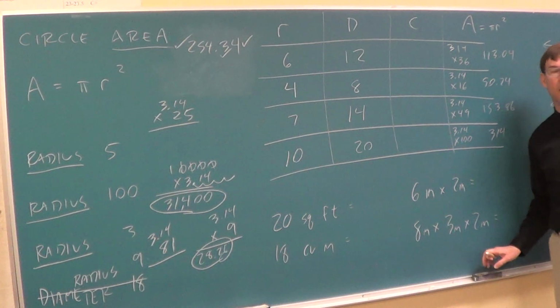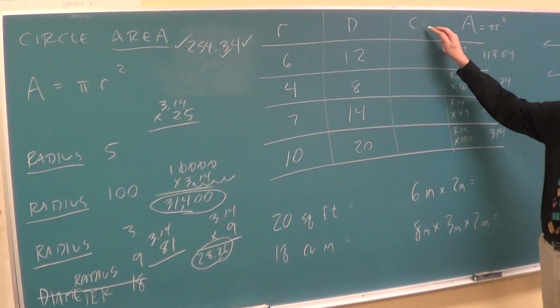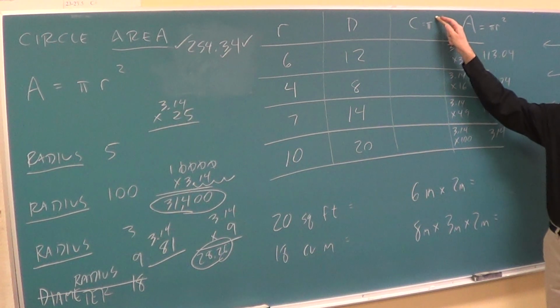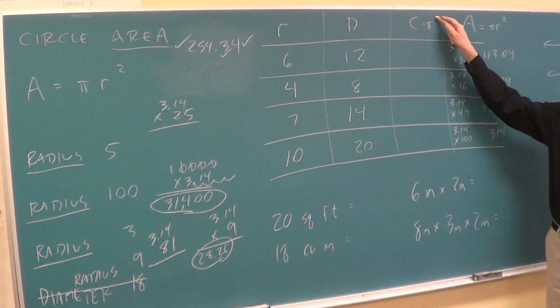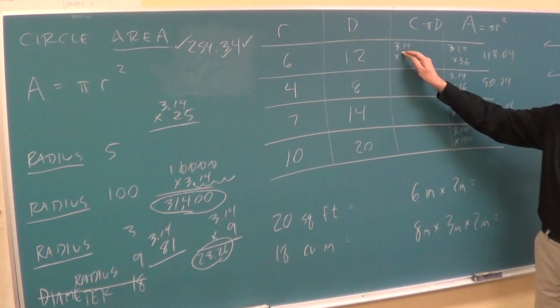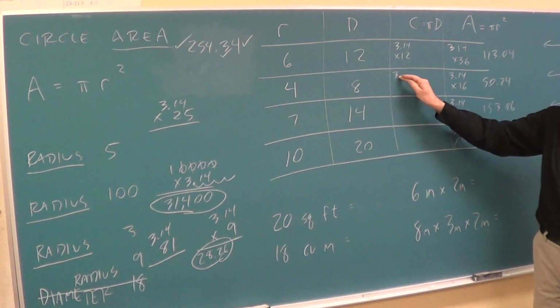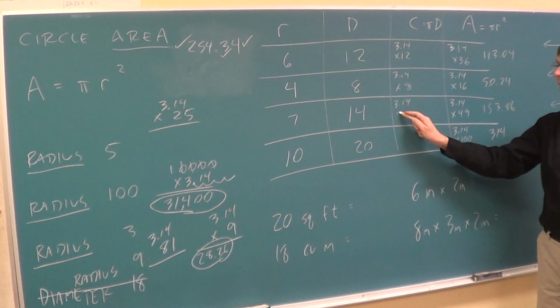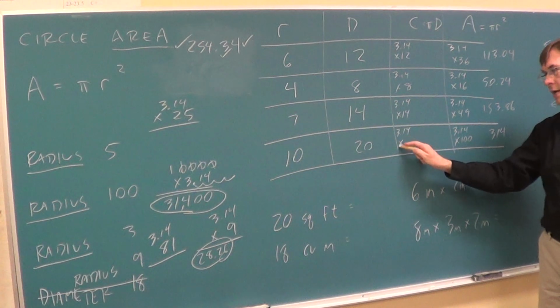Now let's take a step into the Wayback Machine and go back about 2 weeks. For circumference, we did multiply pi, but by what? What did we multiply pi by to get the circumference? We did this a couple weeks ago. Not the radius, diameter. We need to take pi times the diameter. So this problem needs to be 3.14 times 12. This is 3.14 times 8. 3.14 times 14. 3.14 times 20.